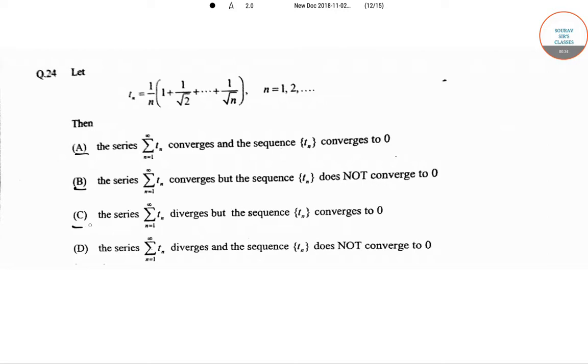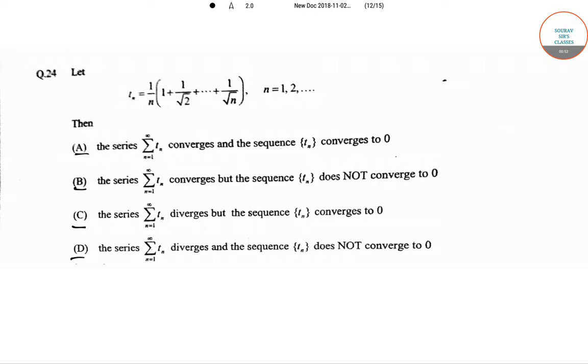Option C, the series summation Tn diverges but the sequence Tn converges to 0. And option D, the series summation Tn diverges and the sequence Tn does not converge to 0.